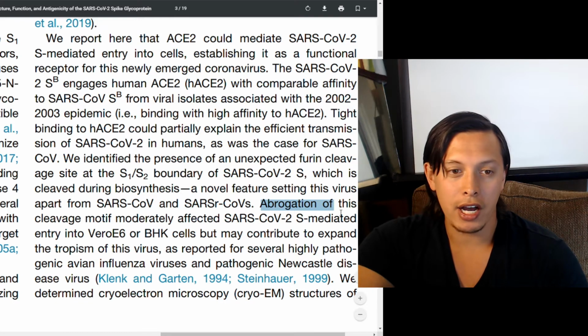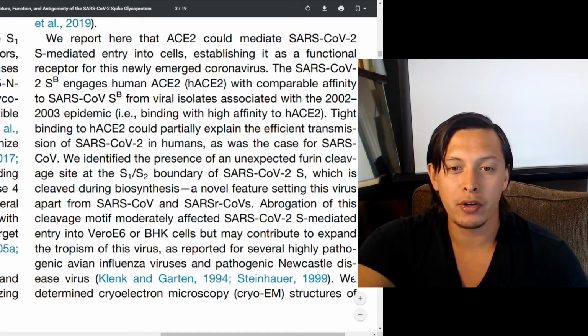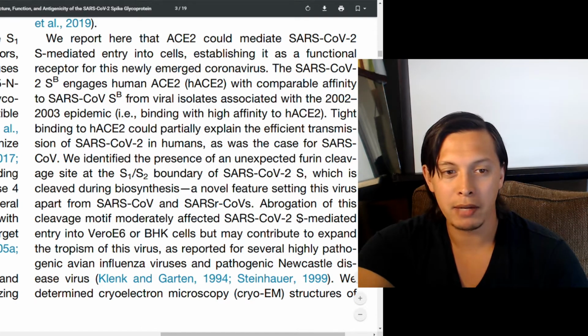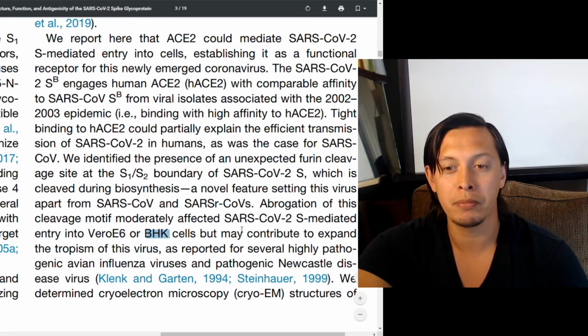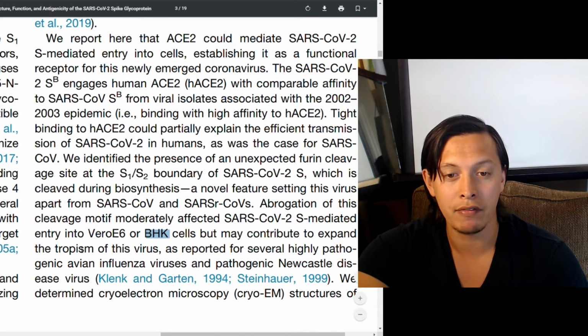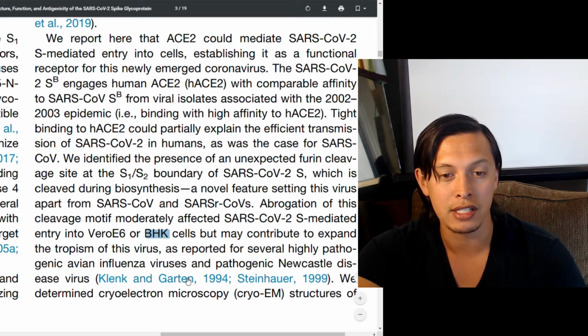Abrogation of this cleavage motif moderately affects SARS-CoV-2 spike-mediated entry into Vero E6 or BHK cells, but may contribute to expand the tropism of this virus, as reported for several highly pathogenic avian influenza viruses and pathogenic Newcastle disease virus.